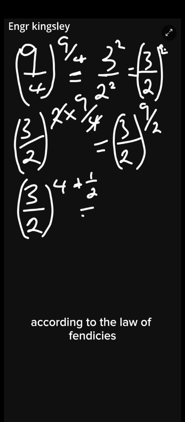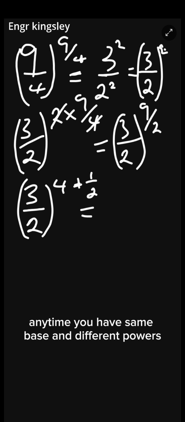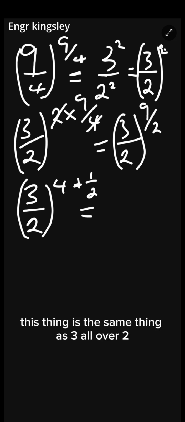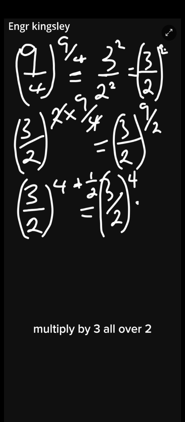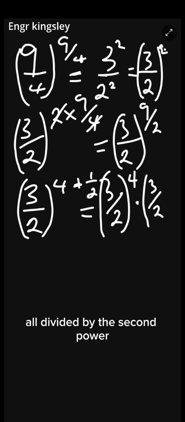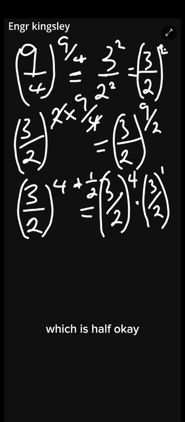According to the law of indices, anytime you have the same base and different powers separated with a positive sign, this thing is the same thing as 3 all over 2, all to the power of the first power here, which is 4, multiplied by 3 all over 2, all to the power of the second power, which is half.